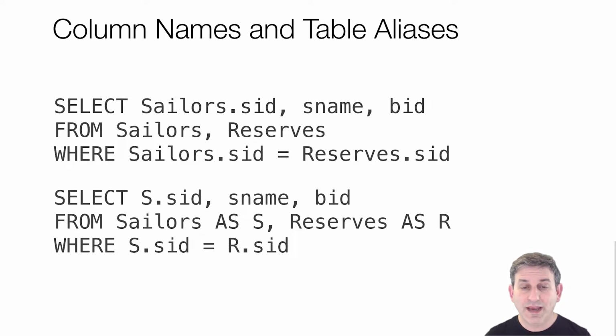Okay, so we have this query select s.sid now. That still unambiguously says we're talking about the SID in the sailors table. We're going to leave sname and BID without range variables. And in the where clause, we can say s.sid equals r.sid. And this saves us some typing, right? We don't have to keep typing out these long table names. We can use these short aliases.